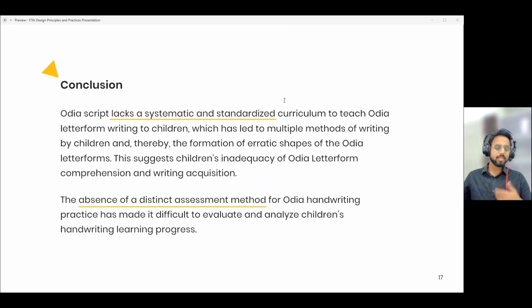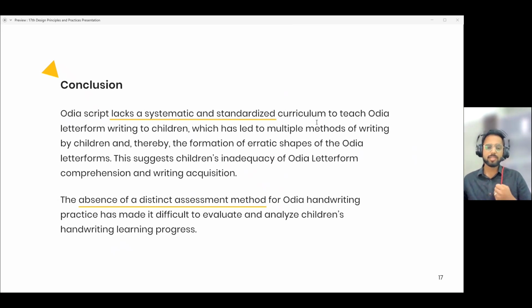So, in conclusion, the study was initiated with the goal of an exploration into Odia handwriting education methods and its effects on children's overall understanding of the visual forms of the letters. It was revealed that the Odia script lacks a systematic and standardized curriculum to teach Odia letter form writing to children, and such a disorganized handwriting education has led to multiple methods of writing by children and thereby the formation of erratic shapes of the Odia letter forms. So this suggests children's inadequacy of Odia letter form comprehension and also writing acquisition.